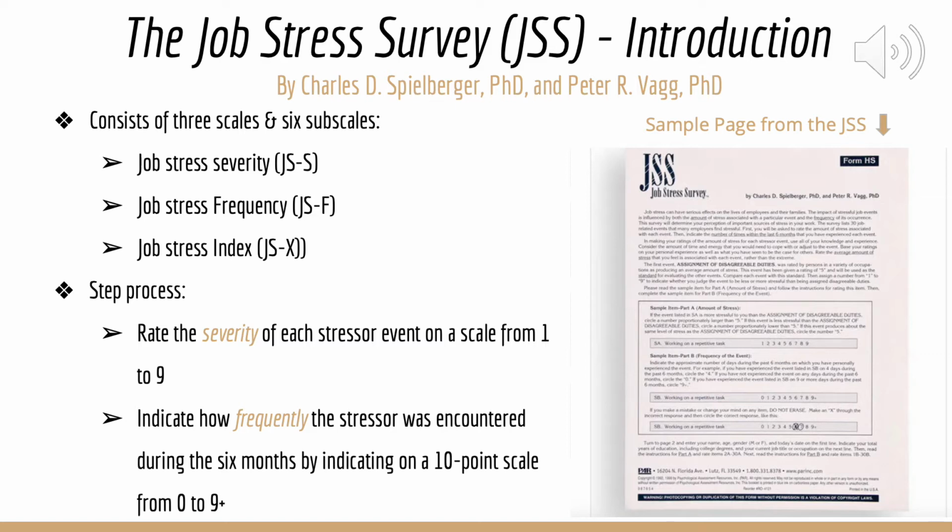Then, the employee has to indicate approximately how frequently that stressor event was encountered during the past 6 months, from 0 to 9 plus days, where 0 means that it has not been encountered and 9 or more days means frequently encountered. On the right, there is a sample page from the JSS. Part A shows the amount of stress, and Part B shows the frequency for that stressor, which in this sample page was working on a repetitive task.